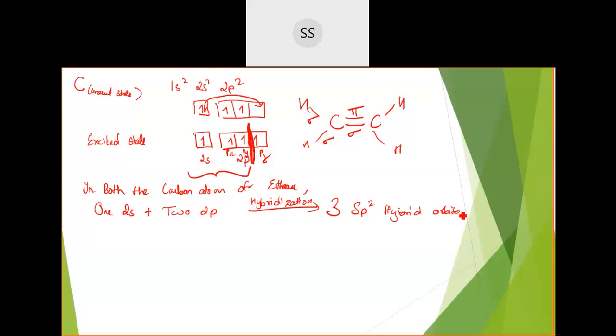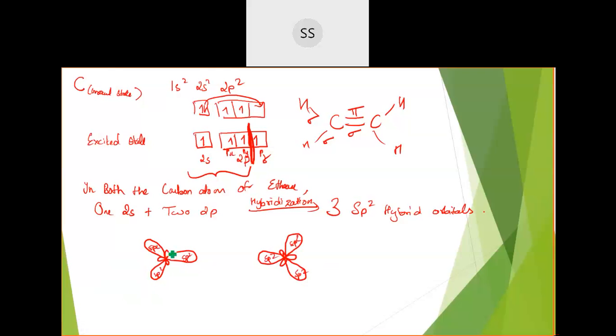3 sp2 hybrid orbitals. Draw those hybrid orbitals. If you are very thorough with this diagram which I am drawing, you can avoid it. Otherwise, you better do it step by step. Here, these are sp2, sp2. All these are sp2 hybrid orbitals. Orient them with the trigonal planar geometry: maximum distance, minimum repulsion. Now the remaining is the unhybridized p orbital.